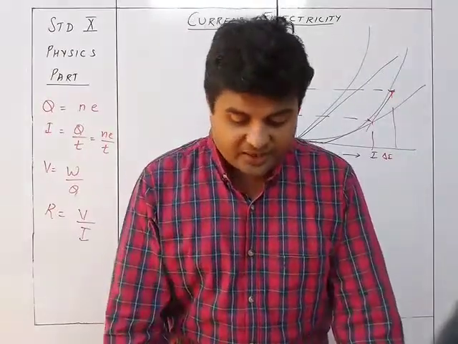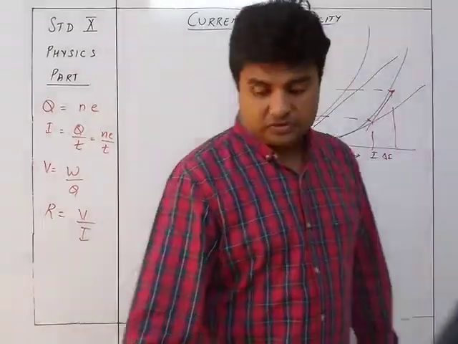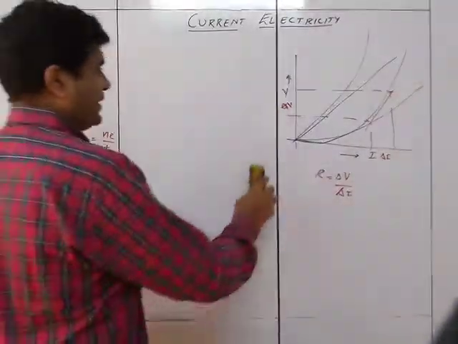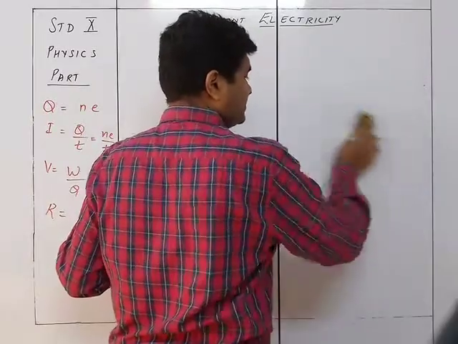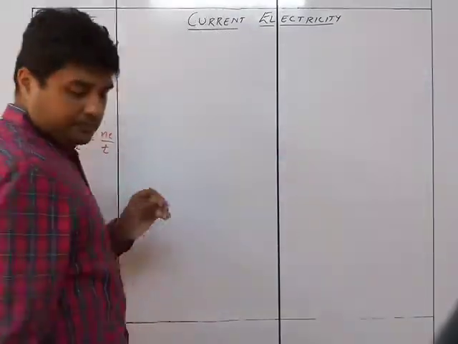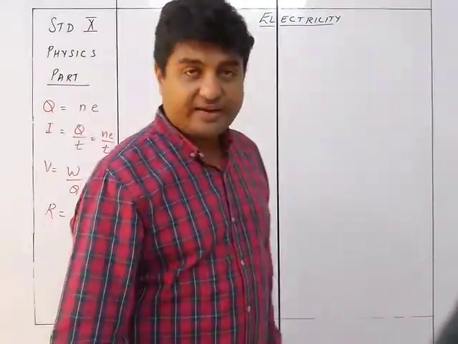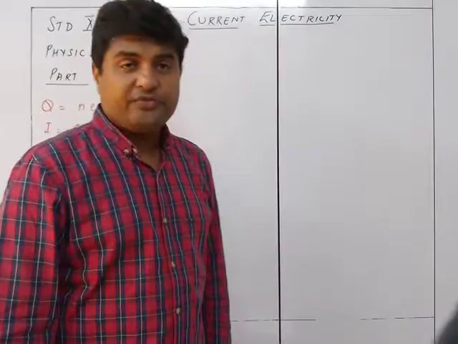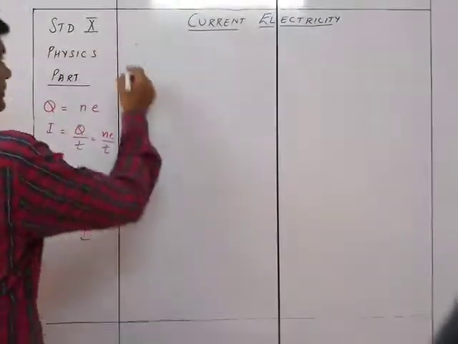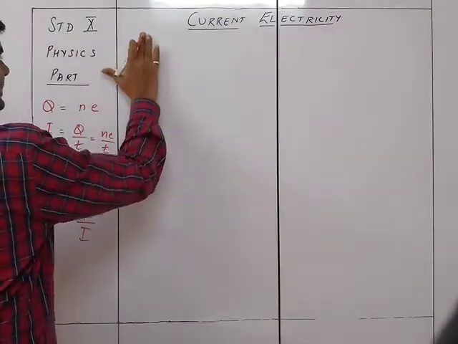Now let's see the factors affecting the resistance of the conductor. That's an important part. We need to find out the factors which are affecting the resistance of the conductor. The resistance of a conductor depends on the following four factors.